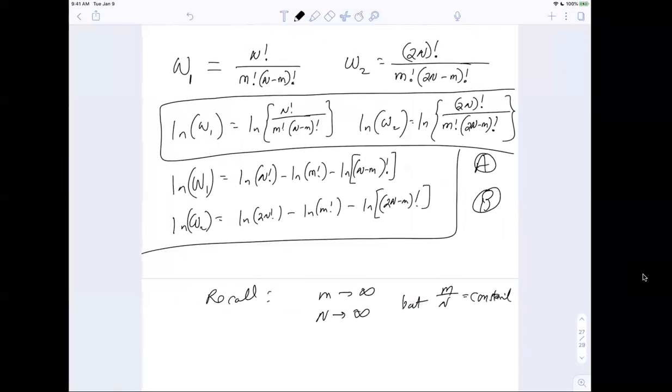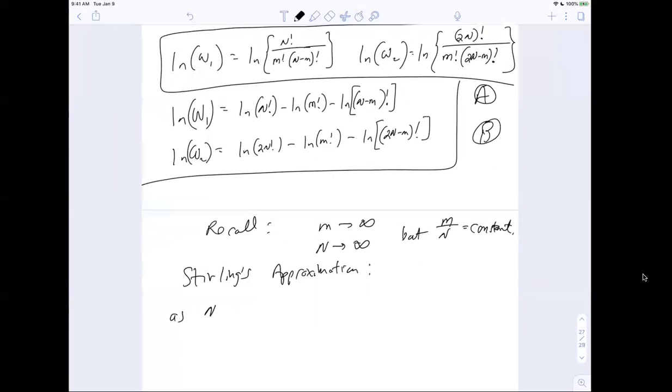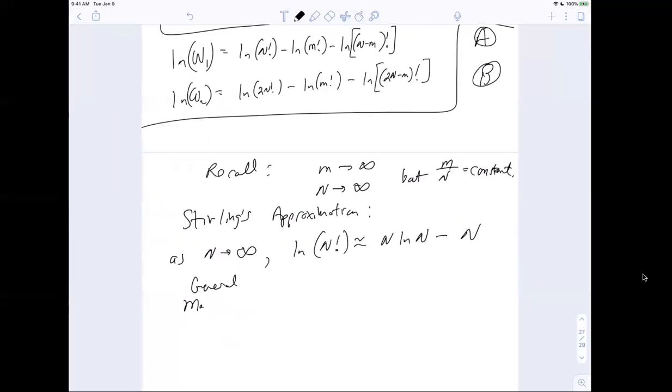So recall, m goes to infinity, n goes to infinity, but m over n is a constant. There's a nice approximation, called Stirling's approximation, and that's what we're going to use because it applies for logs. As n goes to infinity, natural log of n factorial can be approximated as n log n minus n, where n can be anything. This is just a general mathematical result, and I won't prove it. It can apply to anything.